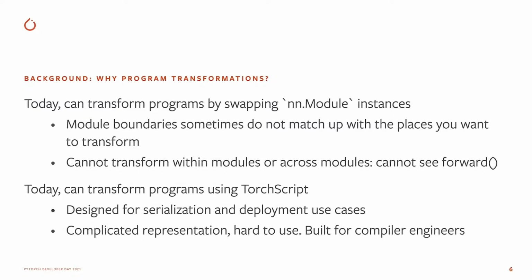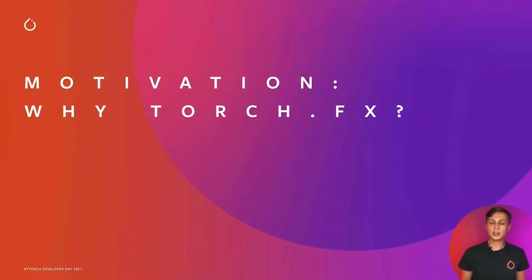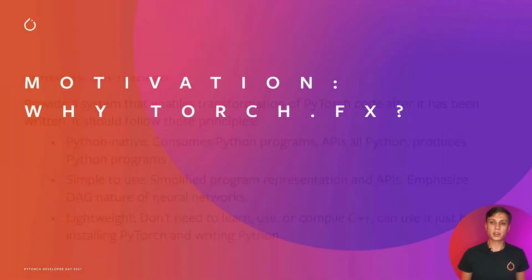A second technique is to use TorchScript. TorchScript can be used to capture a graph representation of the program, including the operators, and this graph representation can be modified to implement transformations. On the other hand, TorchScript is optimized for serialization and deployment, so the way it represents programs is very complicated. Its representation supports many Python features and is optimized for use by experienced compiler engineers, so it is often difficult to use for many developers. So there are existing techniques that you can use to modify programs in PyTorch, but we've built Torch.fx to make this process even easier. Let's dive into that.